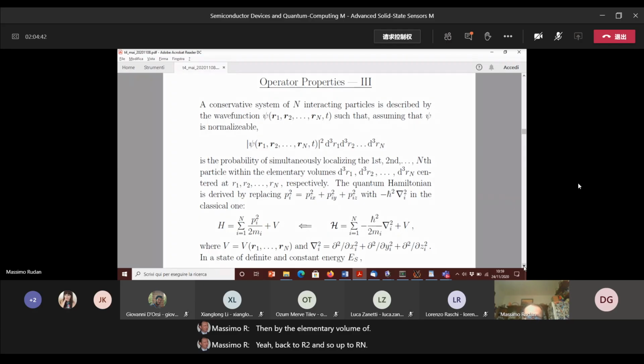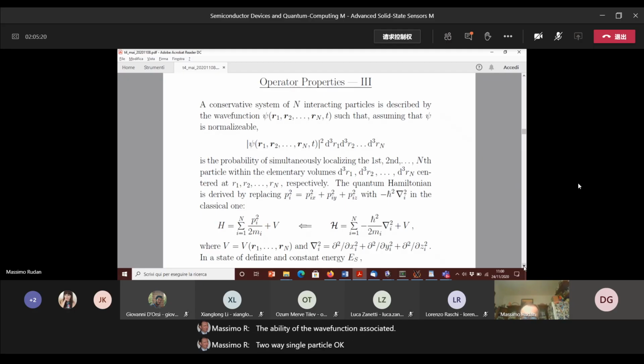And the meaning of this product is that it is the probability of simultaneously, that means at the instant t, localizing the first particle in the volume d³r1, and the second particle in the volume d³r2, and so on. So it is simply an extension of the property of the wave function associated to a single particle.